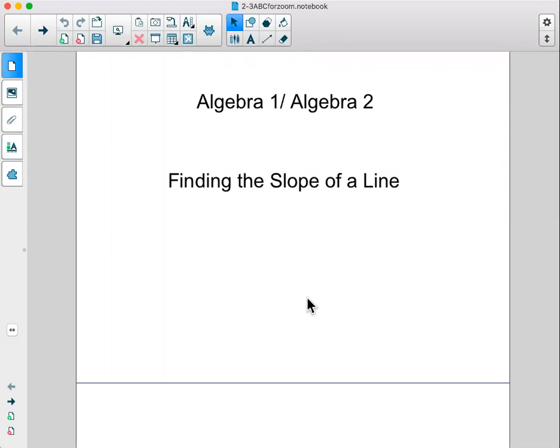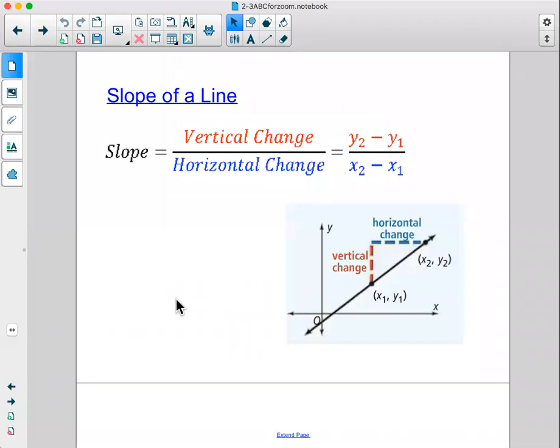What is the slope of a line? The slope of a line is one attribute of a line. It tells us how steep the line is. And we can find the slope even though a line has infinite points on it. If we just know 2 points, any 2 points will do, we can compare them and figure out the slope of that line.